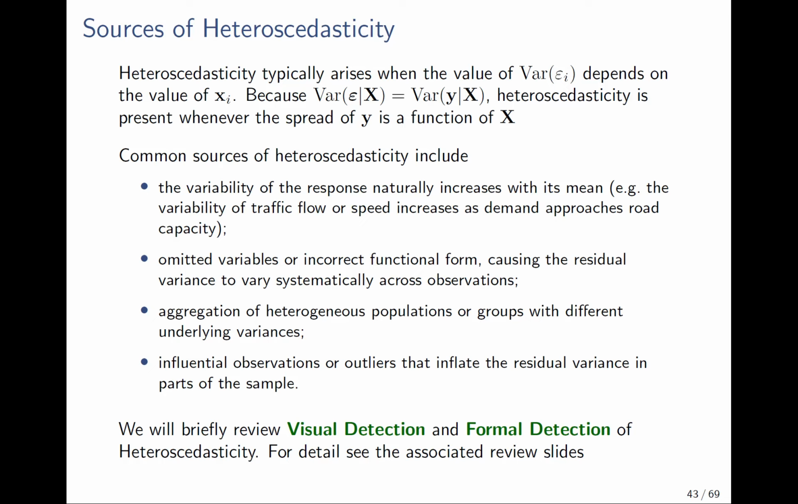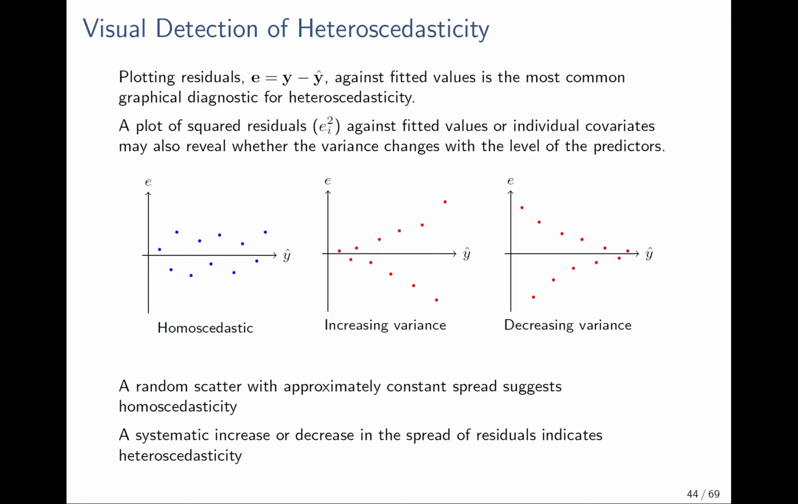So what I want to do now is briefly review visual detection and formal detection of heteroscedasticity. The detail of the formal tests is included in the review slides, but it's not particularly important, so I'm not going to go through it in any depth. I want you to understand the principle of non-spherical errors and what they mean. The actual tests themselves, the detail is not so important, though we may look at this in one of our labs. Okay, let's look first at visual detection of heteroscedasticity.